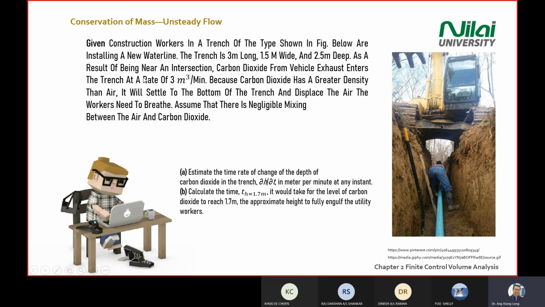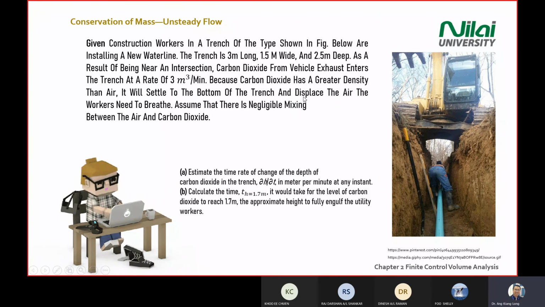As a result of being near an intersection, there is carbon dioxide. If you run an engine, the engine combustion process gives you carbon dioxide. And carbon dioxide is a bit heavier than common air, so it will sink into the trench here. So if you're a worker, you might have the risk of CO2 poisoning.